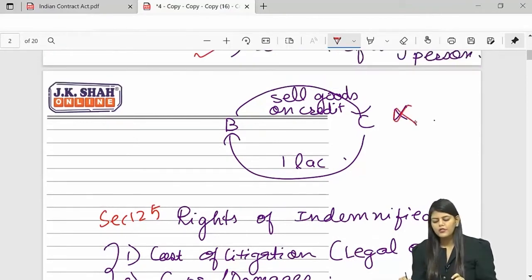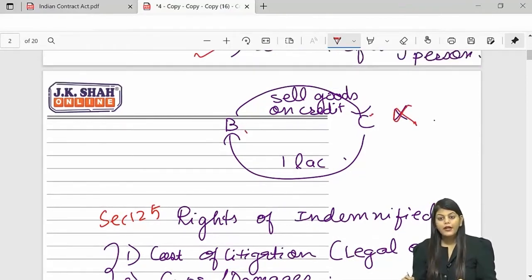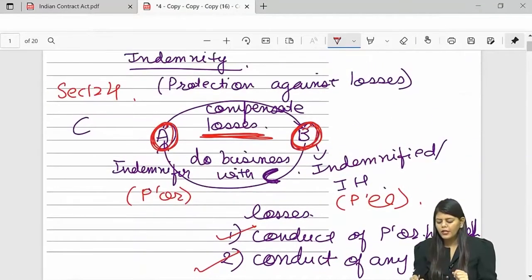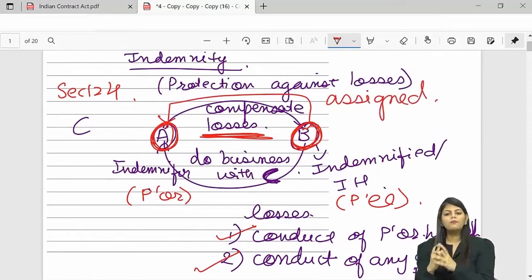If C defaults, B can sue C. A can't directly sue C, no? Because here A is a stranger to the contract and you have studied stranger to the contract cannot sue. So indemnifier, that is A, cannot sue third party, that is C, on his own because he is a stranger to the contract. But what if I tell you B assigned his rights to A? Assigned means transferred. Whatever rights B had, he transferred them to A.